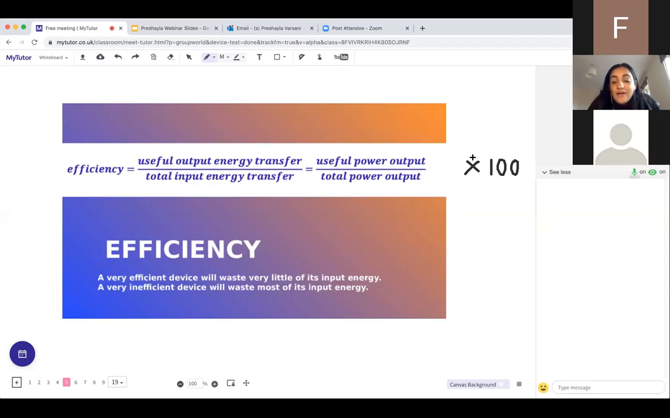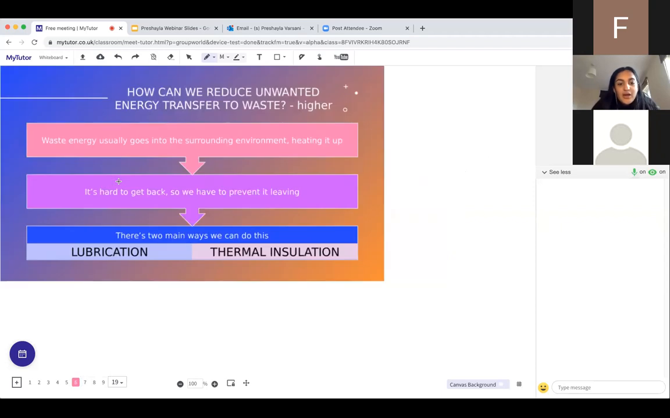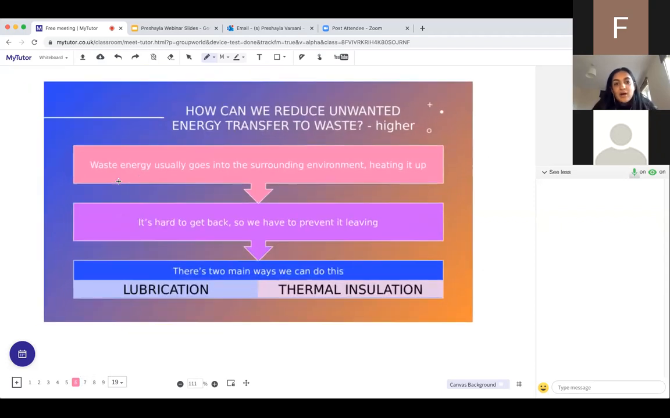Okay, so a very efficient device wastes very little energy. All the energy that we put in is pretty much going to what we want it to go to. A very inefficient device wastes most of its energy. Okay, so that's how efficiency works. So, we have some unwanted energy that is going to waste.